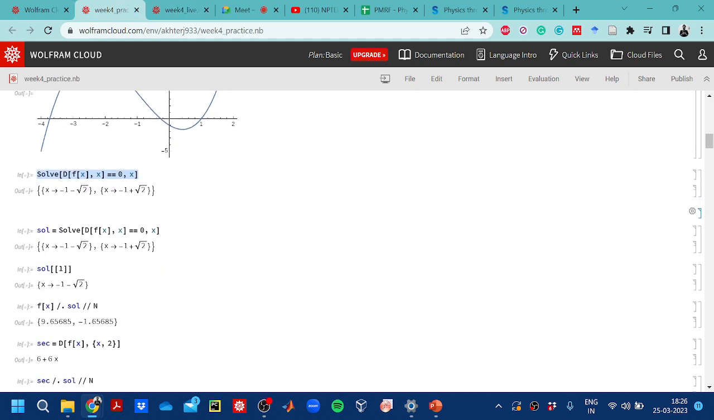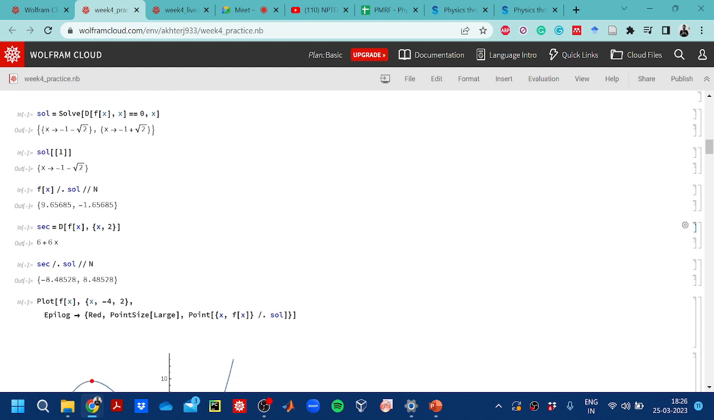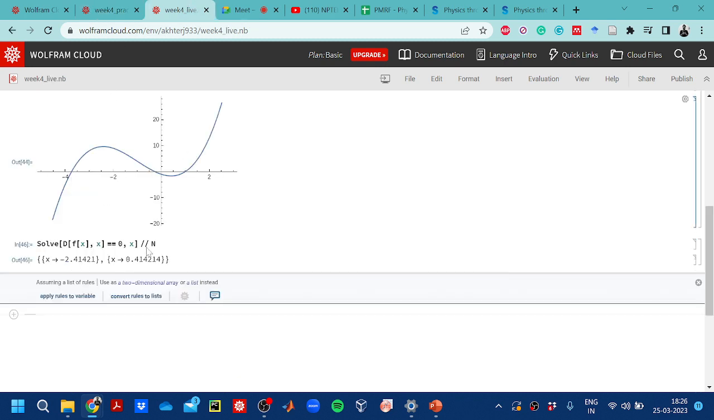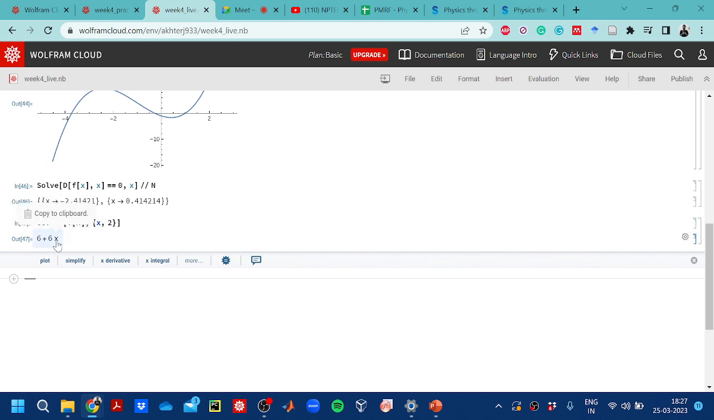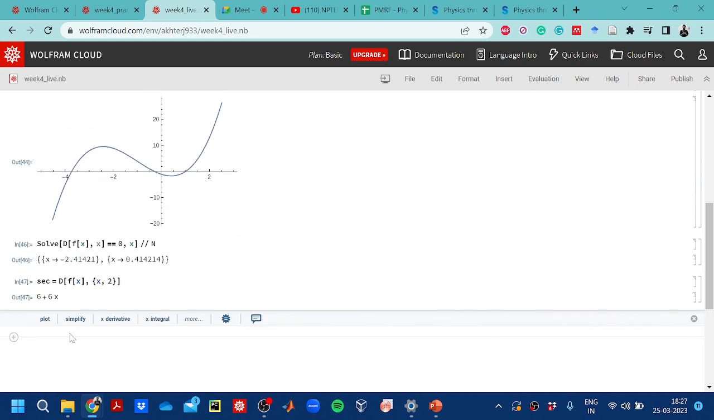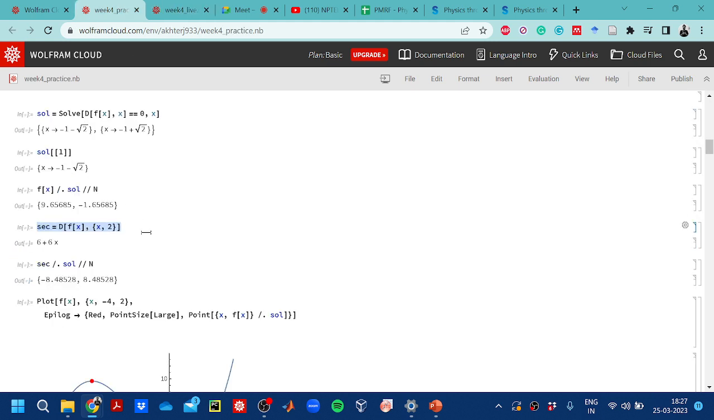For that we have to write down the following command. Here we are calculating the second order derivative of the function. If we run this, this is the second order derivative of the given function. Now we want to know the value of this function at these points. Is it positive or is it negative?